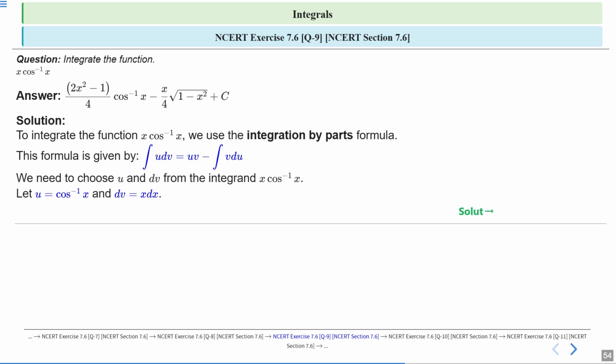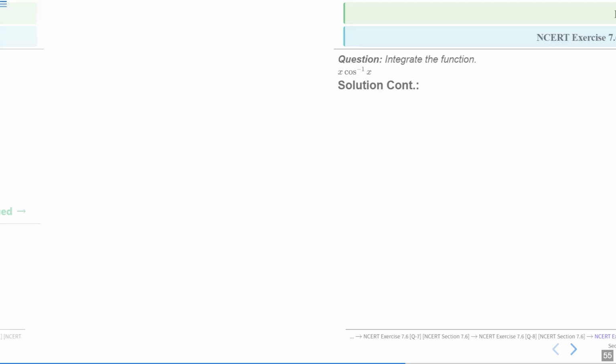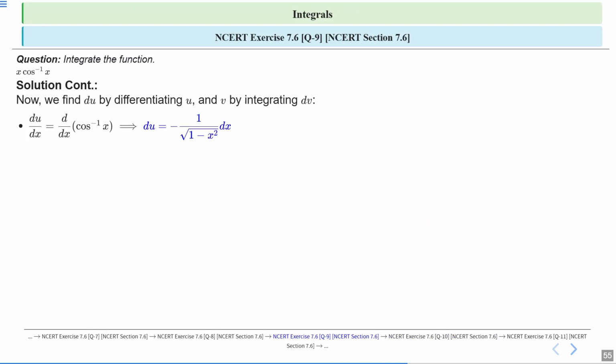For that, we differentiate u with respect to x. So du is the differentiation of cos⁻¹x, that is minus 1 by root under 1 minus x square. So the value of du is minus 1 by root under 1 minus x square dx. And to get the value of v, we integrate dv. So integration of x dx is x square by 2.